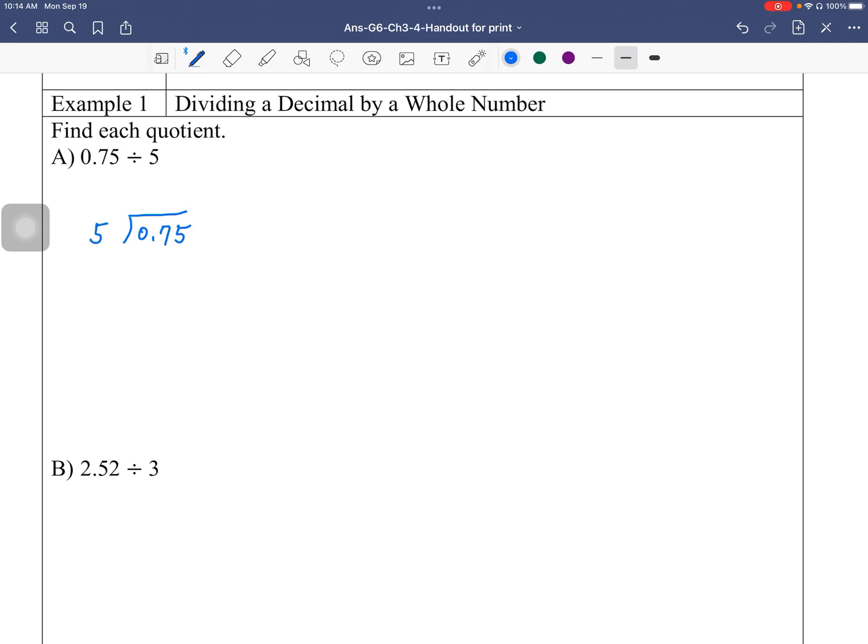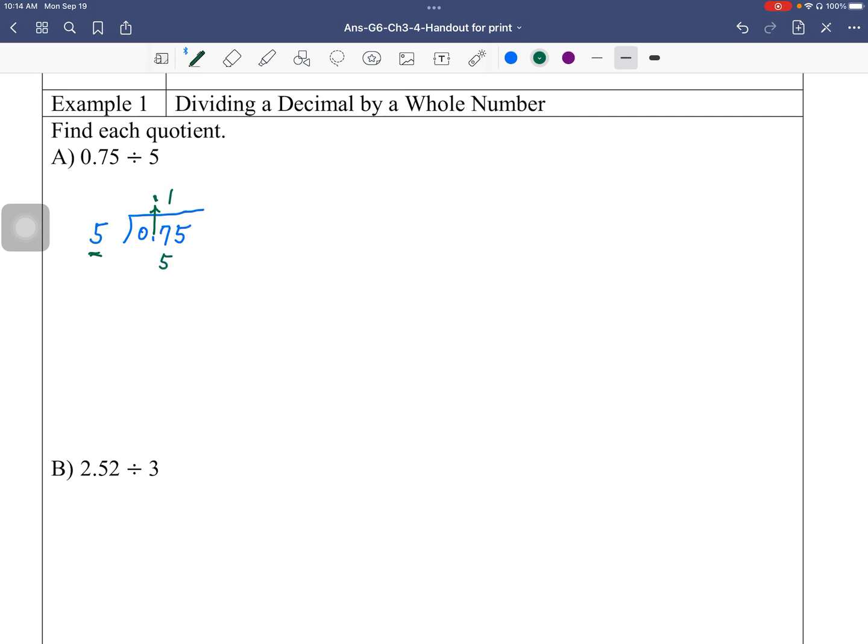So here we want to place a decimal point in the quotient directly above the decimal point in the dividend, okay, and divide as you would with the whole numbers. So here I just divide as the whole number, but at first I want to place the decimal point in the quotient directly above the decimal point in the dividend. Okay, so now divide as a whole number.